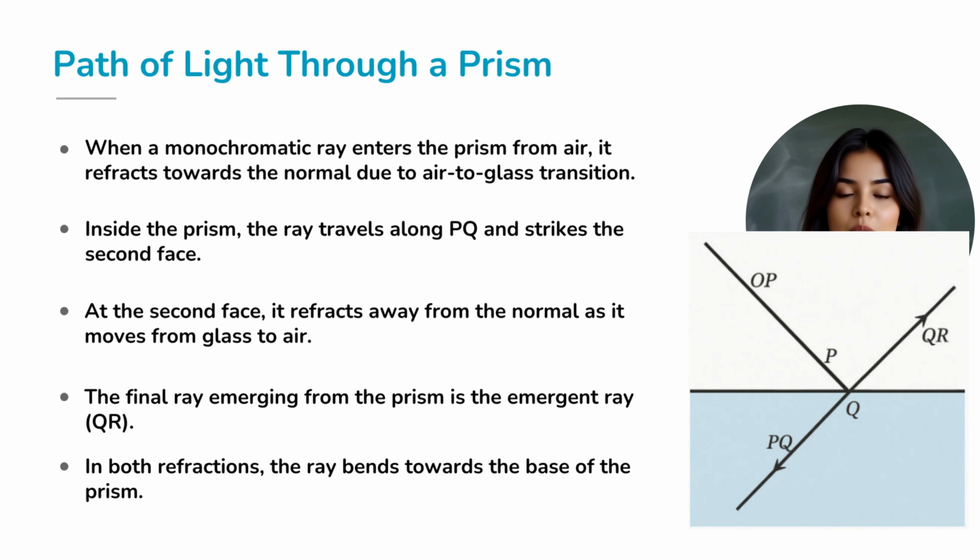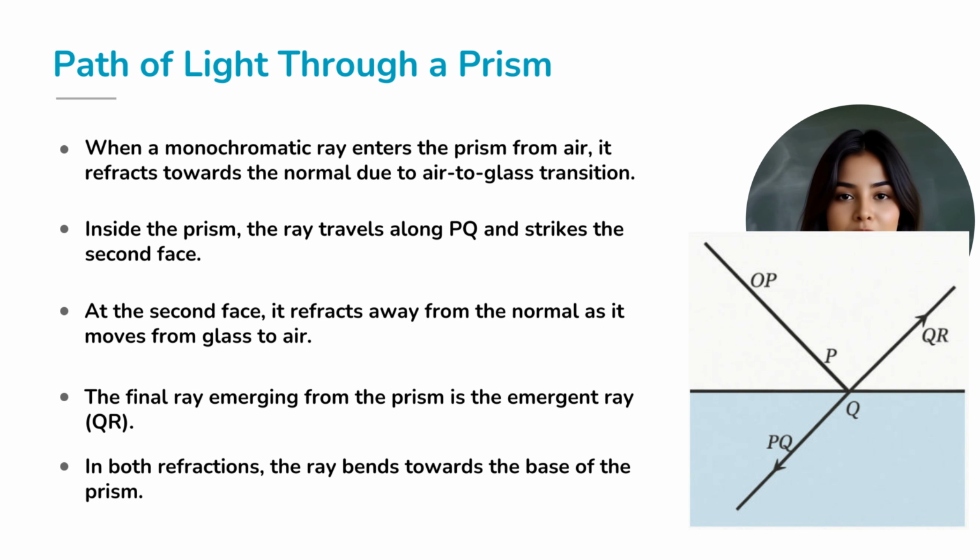Now let's follow a ray of light as it passes through the prism. When a ray enters from air into glass at the first refracting surface, it slows down and bends towards the normal. That's our first refraction. Inside the prism, the ray travels until it hits the second refracting surface. Here, it moves from glass back into air, so it speeds up and bends away from the normal, the second refraction. The ray that finally emerges is called the emergent ray.